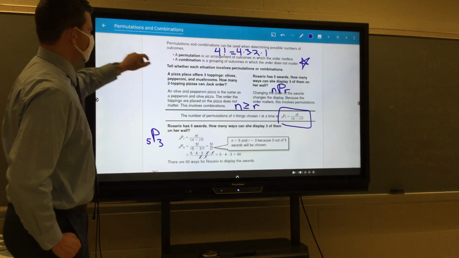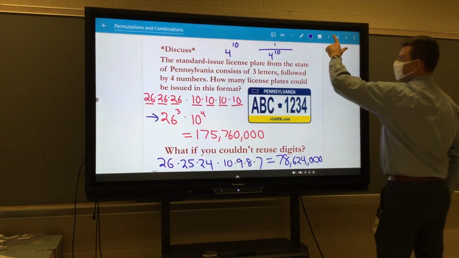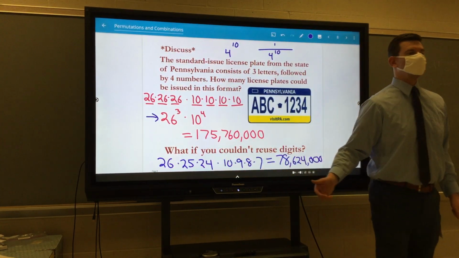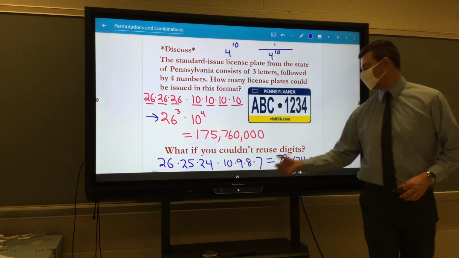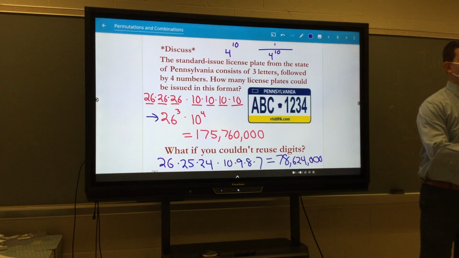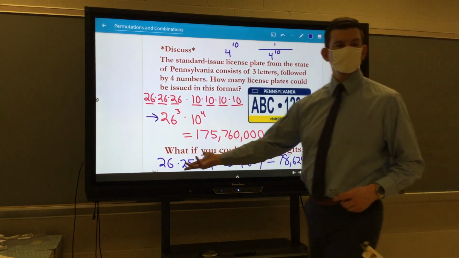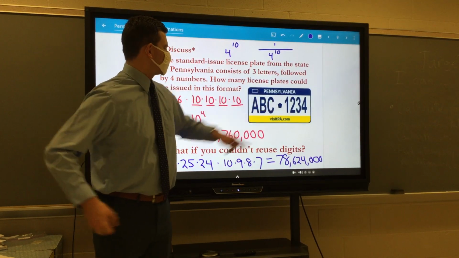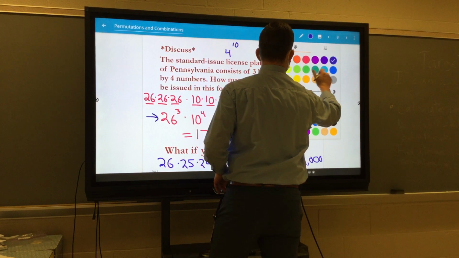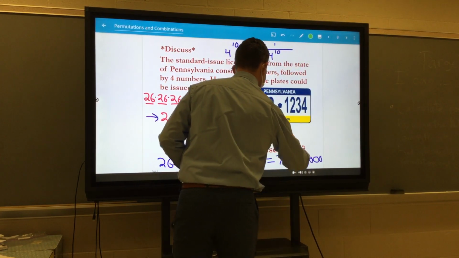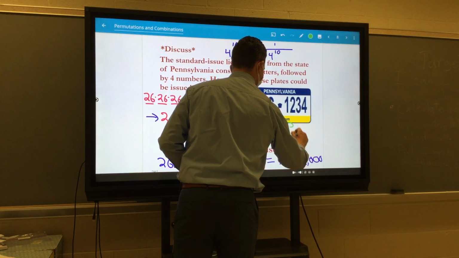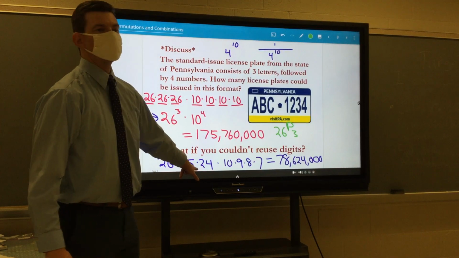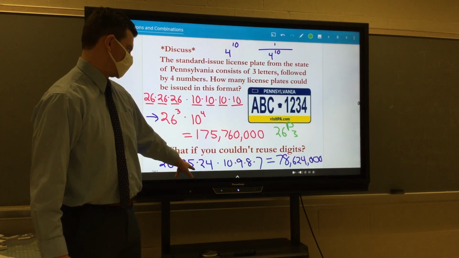Think about this with respect to what we just did. 26 times 25 times 24, and then we stopped. For the numbers, 10 times 9 times 8 times 7, and then we stopped. These were actually permutations, where for these 3 letters, you had 26 letters to choose from. We wanted 3 of them. In this case, the order mattered, so that was a permutation.